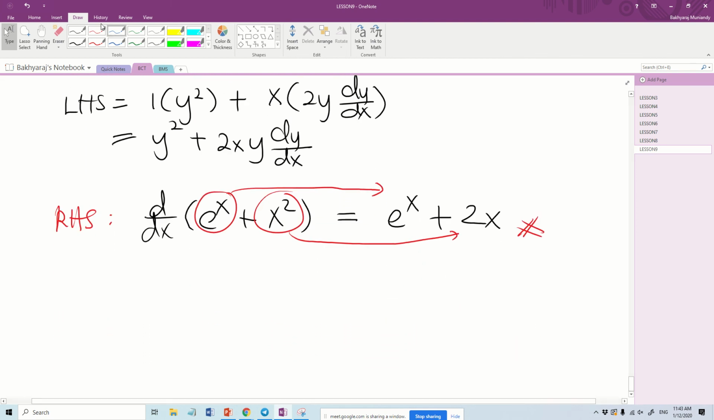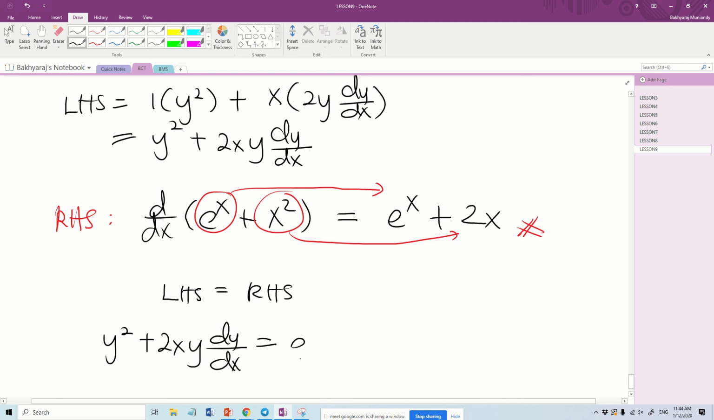So left hand side equal right hand side. Okay, left hand side must be equals to right hand side, meaning that y square plus 2xy dy dx must be equals to exponent x plus 2x. Okay, saya ambil jawapan ni masuk sini.